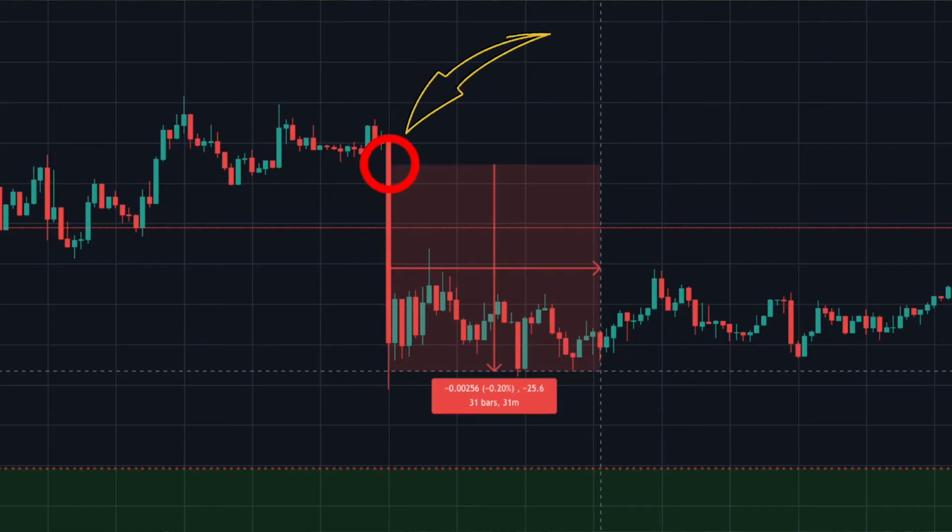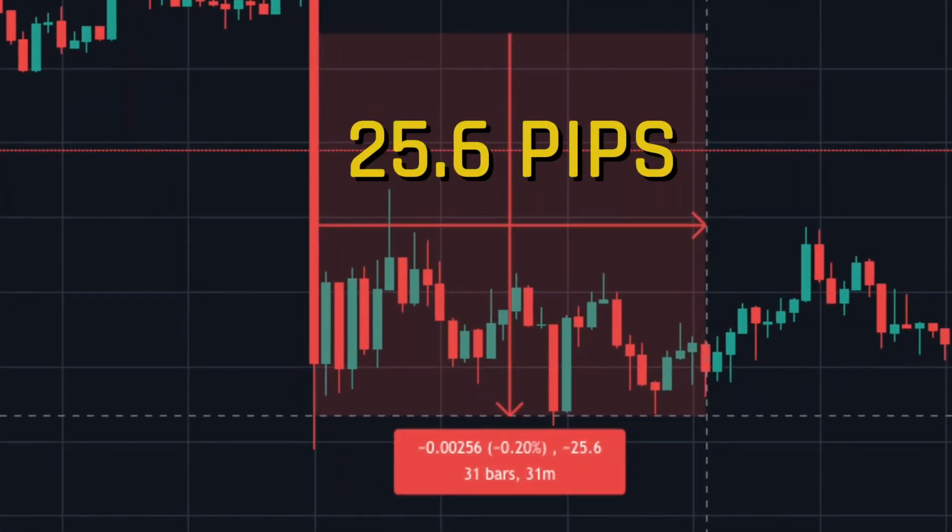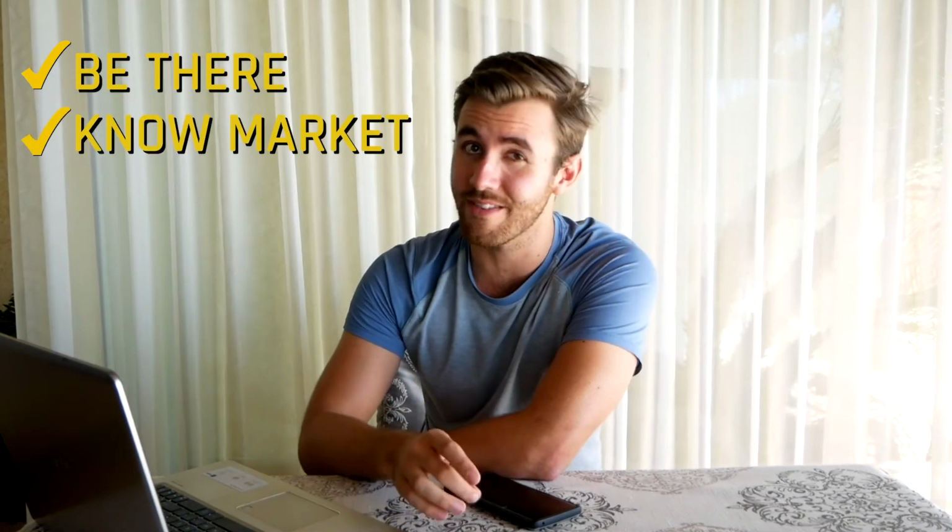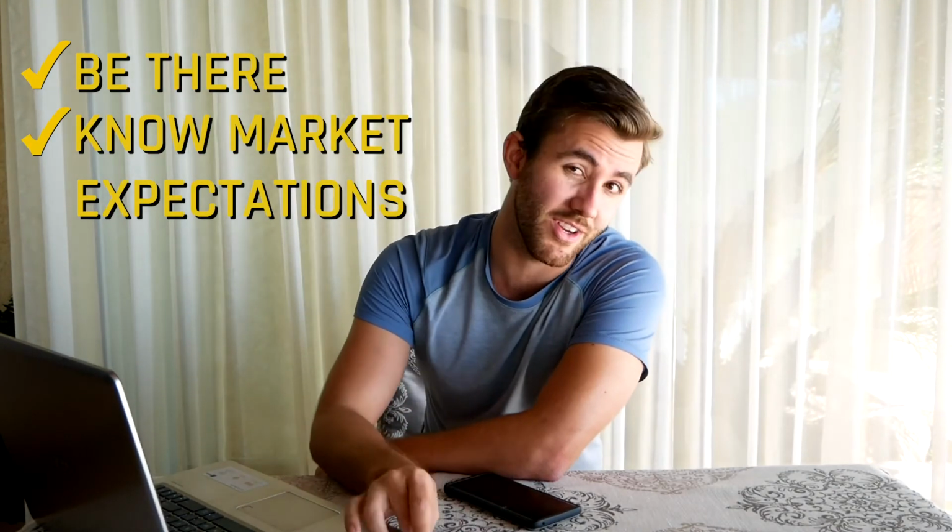So let's say we managed to catch it right about here, and we held on to it again for half an hour. We would have made 25.6 pips in profit on the pound US dollar pair. Again, very good, relatively easy. All you have to do is be there and know that it's going to happen and know that it's important and know what the market's expectations are.